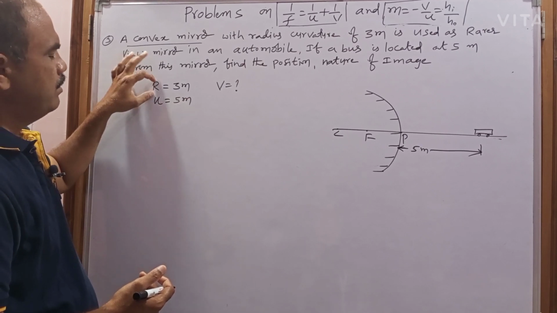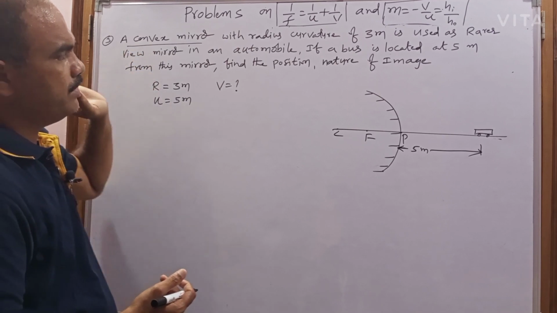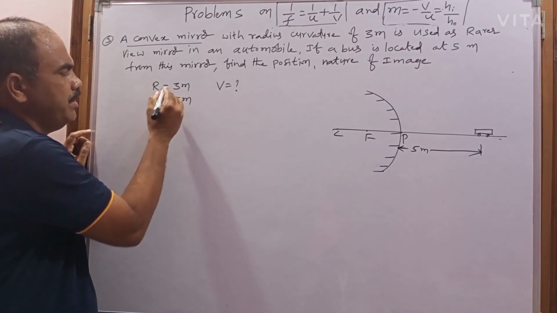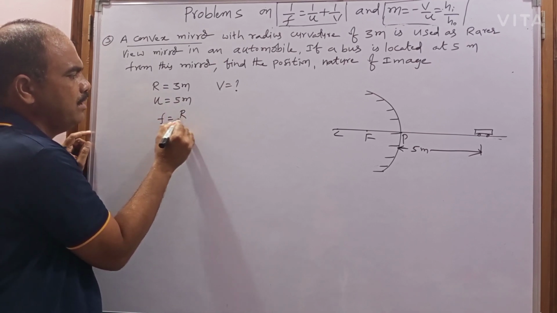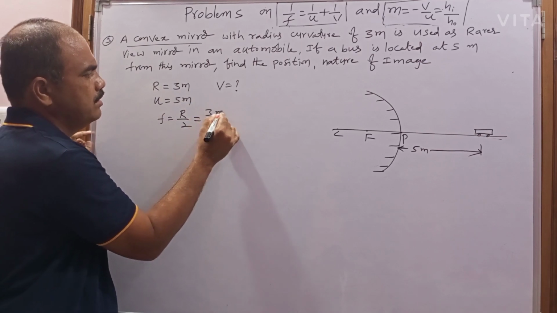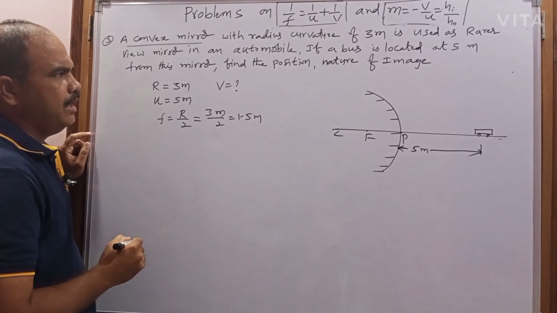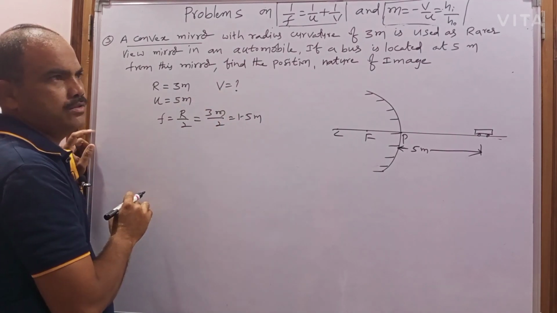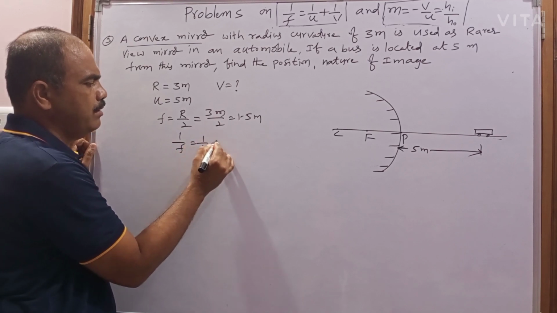So by using this radius of curvature, we first have to find the focal length. What is the formula for focal length in terms of the radius of curvature? That is f equal to half of the radius of curvature. What is r here? 3 meters. So 3 meters by 2 is 1.5 meter. And to find the image distance, which is a suitable formula? The mirror formula, that is 1 by f equal to 1 by v plus 1 by u.